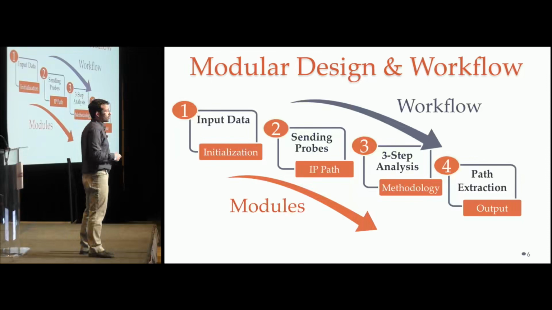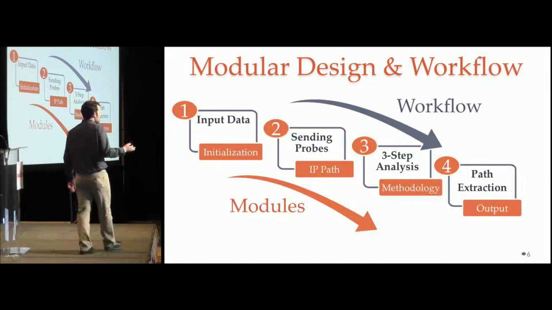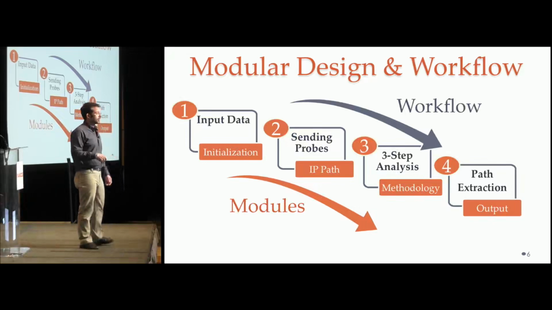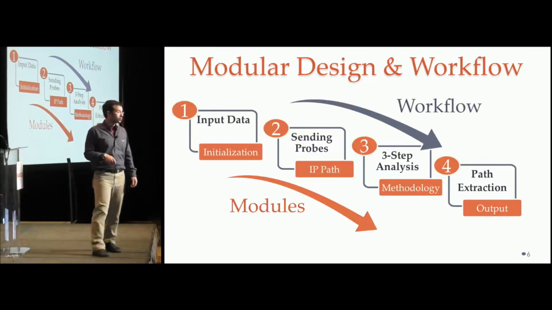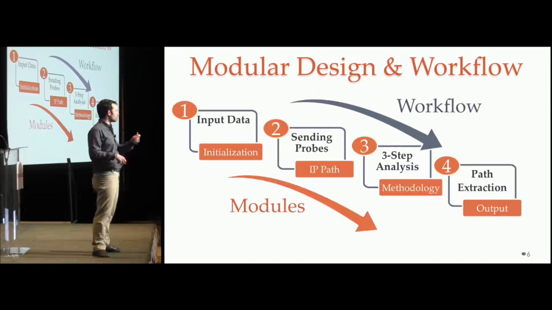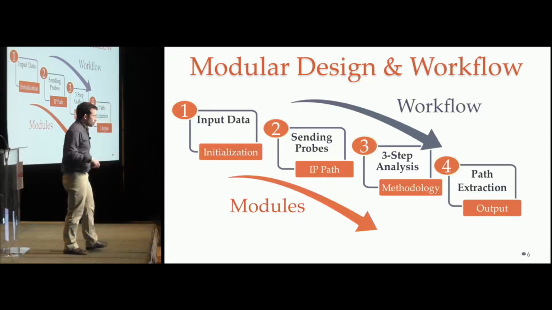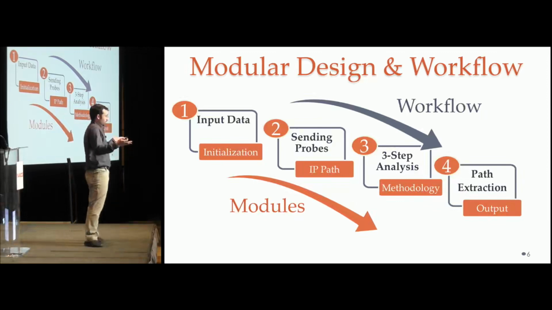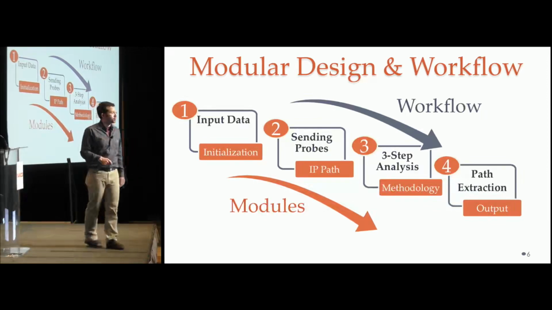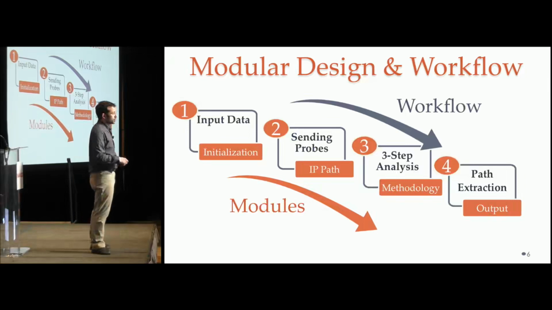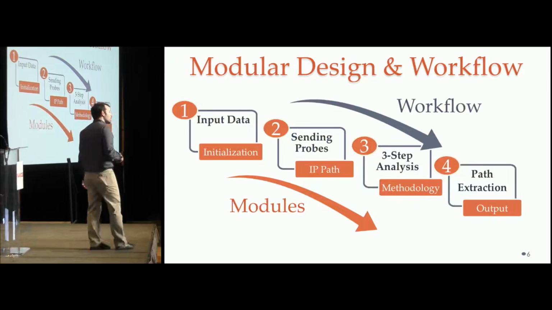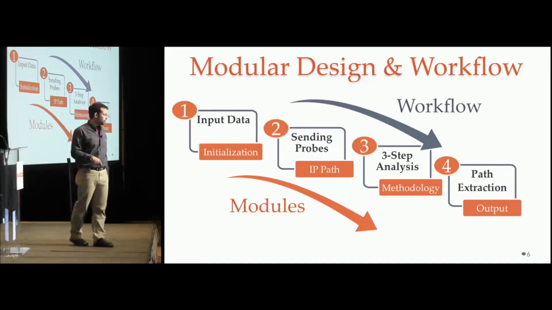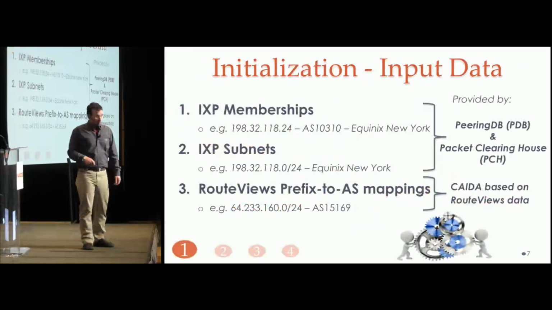In the first module, we have the initialization of the tool with some input data. In the second, we try to receive an IP path by sending a probe. In the third module, which is the most important module for us, we have deployed our methodology in order to take the big decision of where and if we have an IXP crossing. And finally, in the fourth module, we try to formulate all the output of the tool.